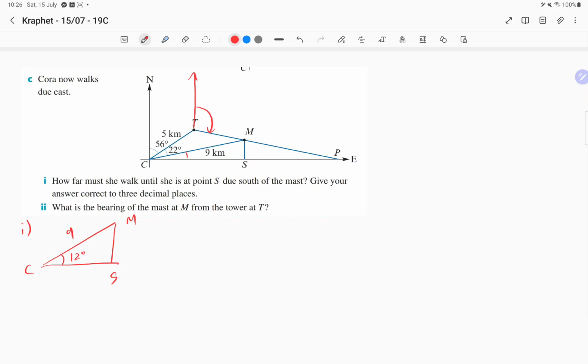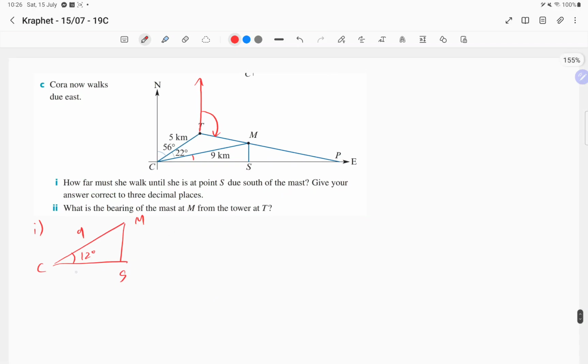So how do we find how fast she must walk, which is CS? You need to use the so-called total rules. Which one? We want to find the opposite, right? Wait, what are we trying to find? X. X, yeah.